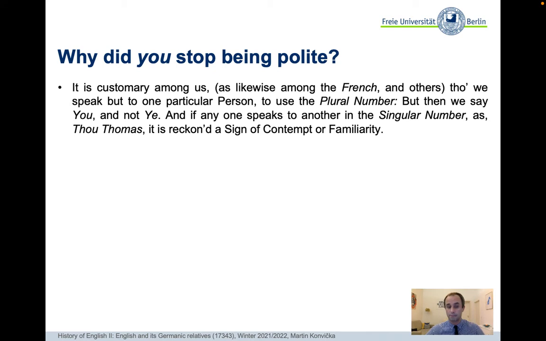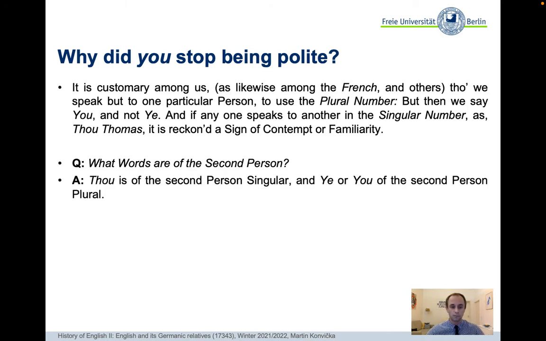It is customary among us, as likewise among the French and others, to speak but to one particular person, to use the plural number. But then we say you and not ye. And if anyone speaks to another in the singular number, as thou Thomas, it is reckoned a sign of contempt or familiarity. Right? So you see that people at that time were aware of the fact that there was this distinction between thou and you, but thou was seen as being less polite.